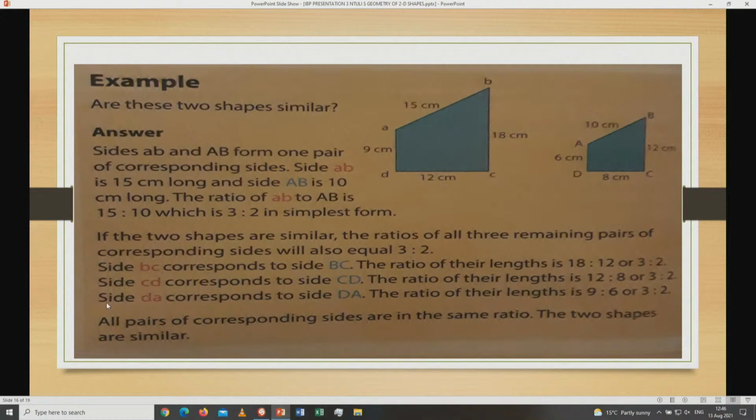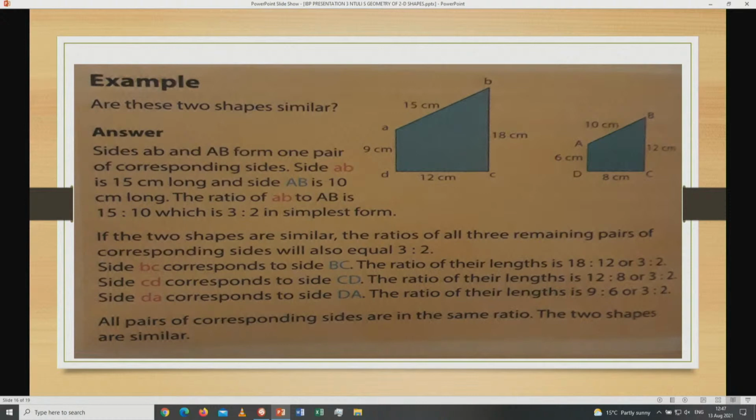Let us continue. Then side DA corresponds to side capital D, capital A. The ratio of their length is 9:6. Remember, 9 is this one, DA, is to 6, which is this capital D, capital A, this one. Therefore, their ratio is 3:2. Now, all pairs of corresponding sides are in the same ratio. The two shapes are similar.